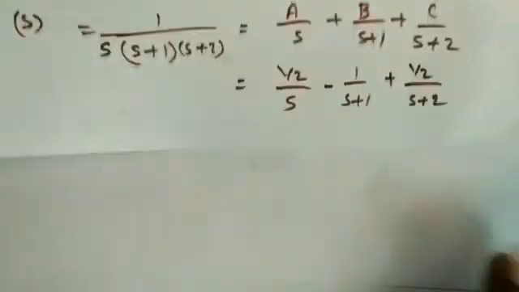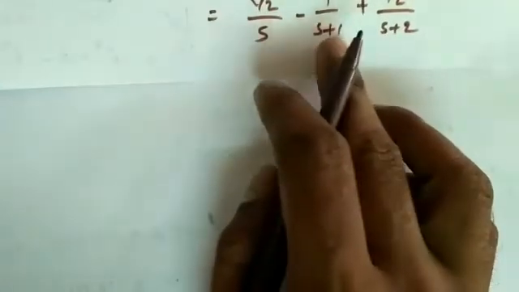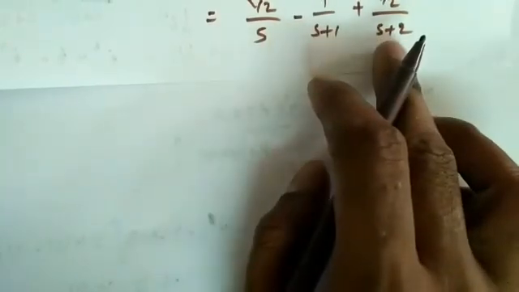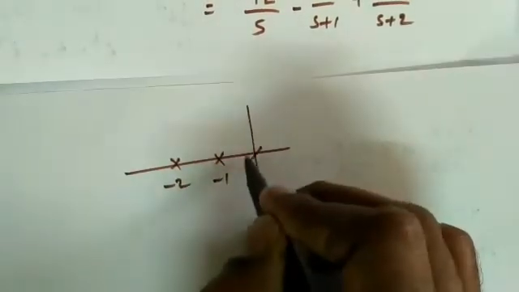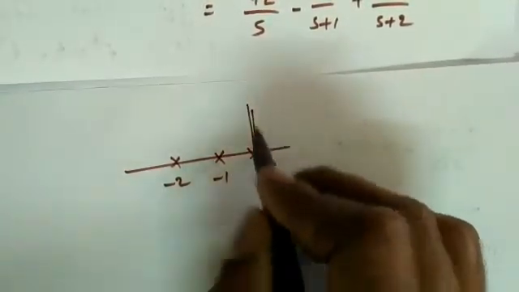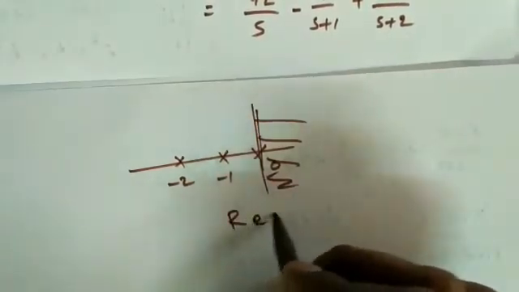Again we are going for the ROC. For this one, real of s is greater than 0, real of s is greater than minus 1, and real of s is greater than minus 2. The common ROC is, with minus 2, minus 1, and this is 0, what is the common ROC we will get? Real of s is greater than 0. Now this is causal only.